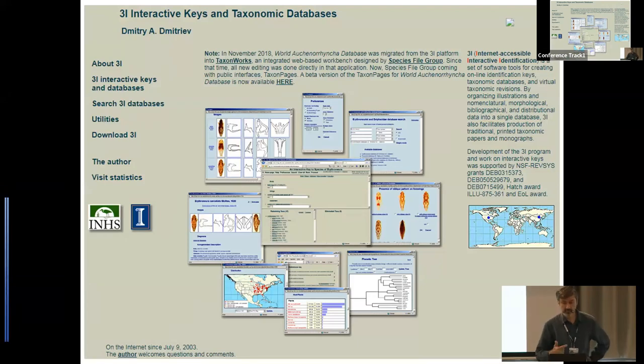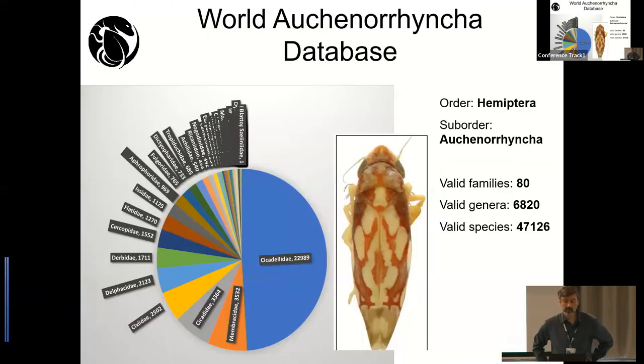And one of the projects I will talk about, my personal project, World Auchenorrhyncha Database. It started almost 20 years ago, but 5 years ago, Chris Dietrich and I got funded this NSF grant to do revisionary systematics of one of the subfamilies of the group. So in the frames of the project, we converted our data from the original Microsoft Access database into TaxonWorks.